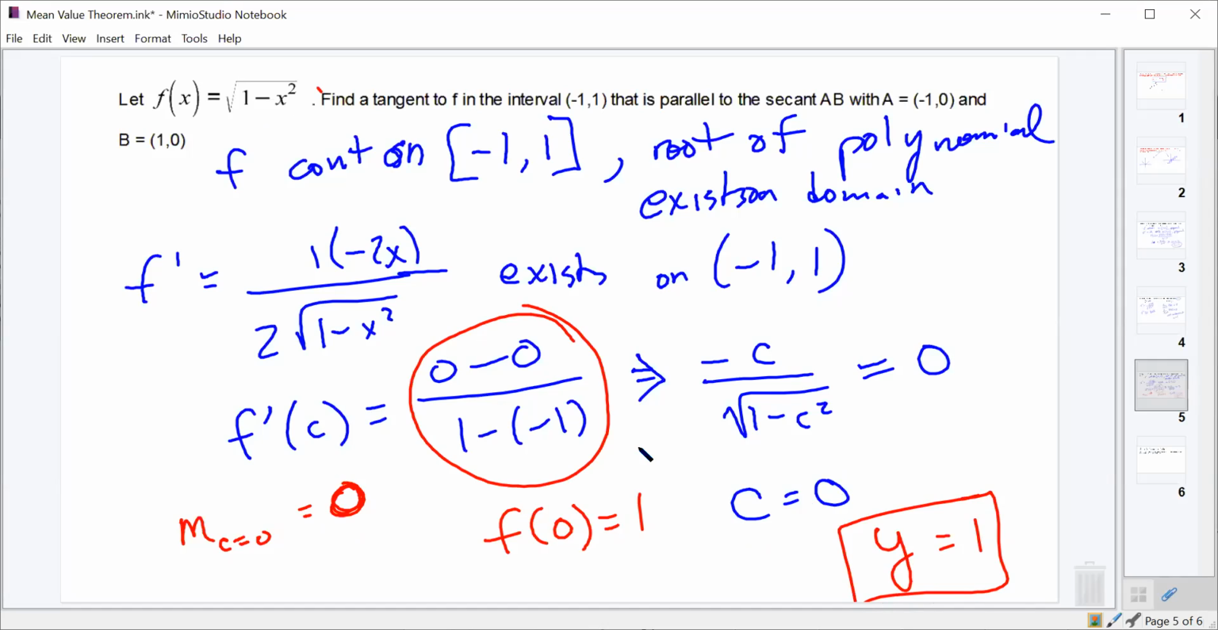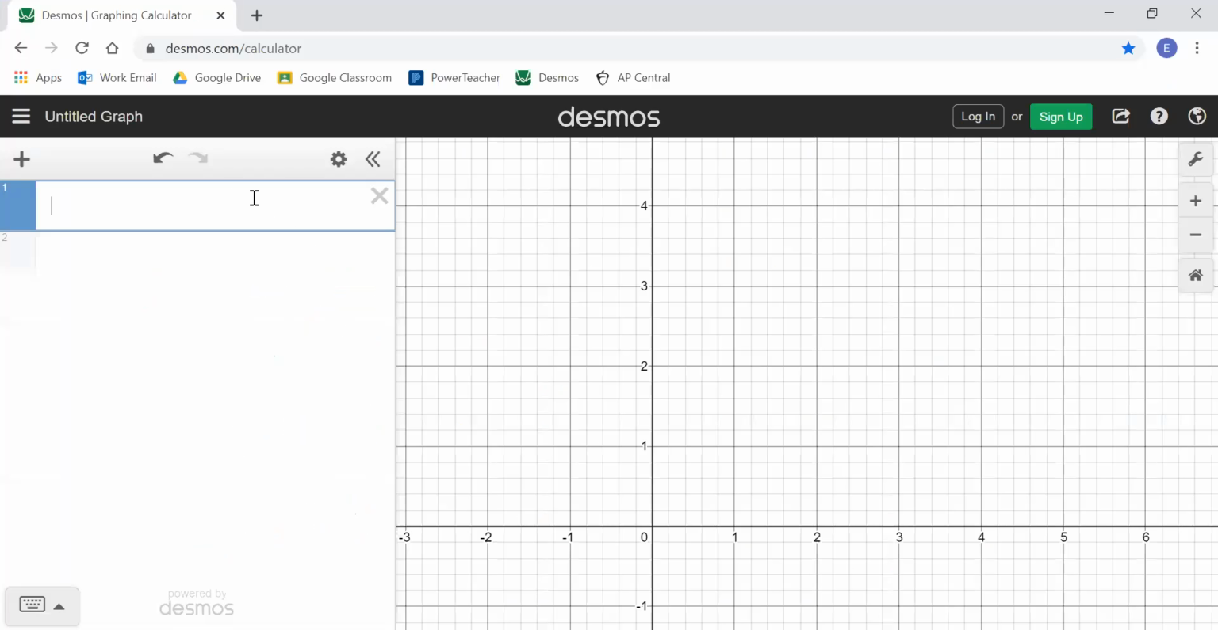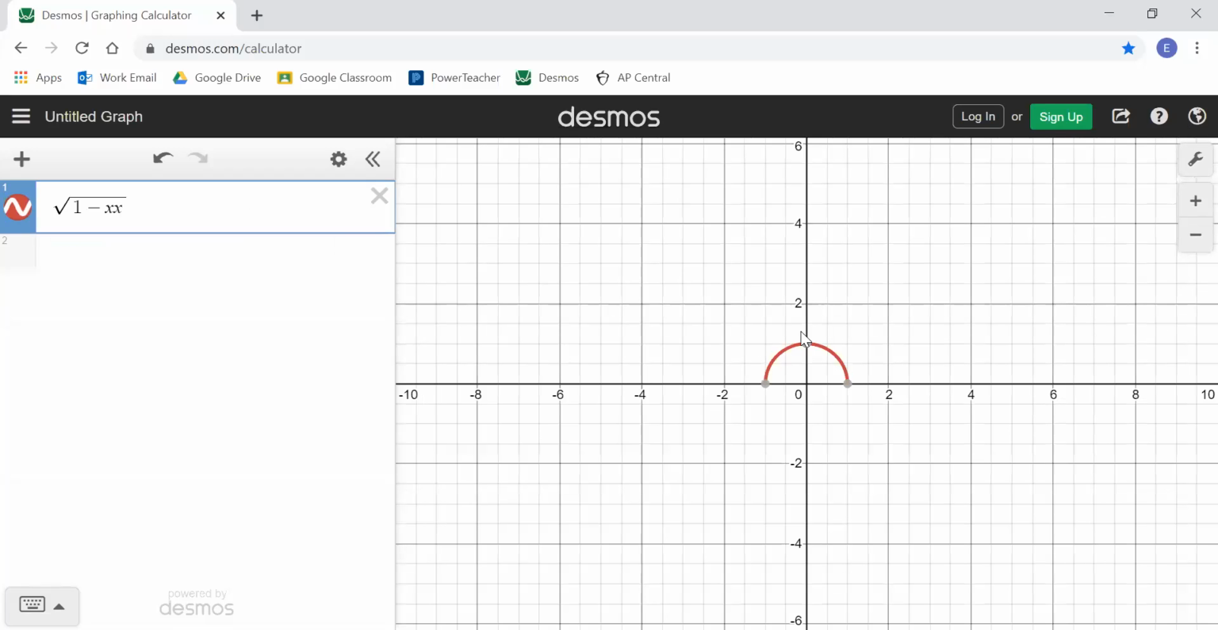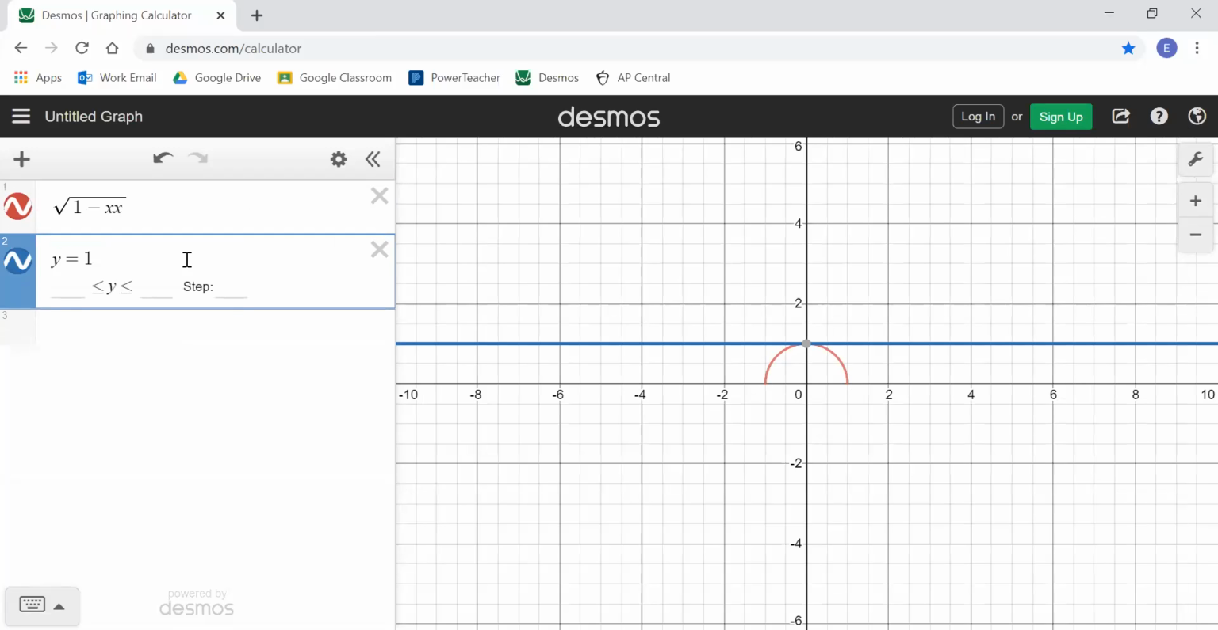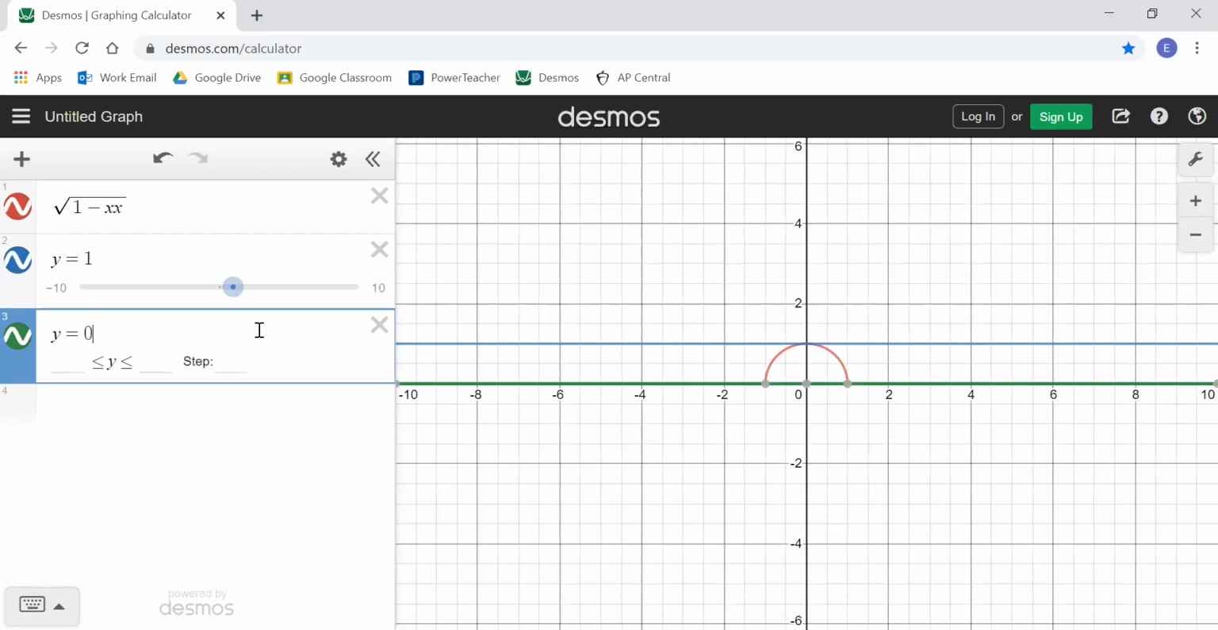And you should, I hope, all know what the graph of root 1 minus x squared looks like. What does that look like? A semicircle? Yeah, it's a semicircle, exactly. It's a semicircle centered at the origin with a radius of 1. And so there's your semicircle. And if you put in y equals 1, there it is, tangent to the function there. And clearly that's parallel to the one that goes through those 2 endpoints, which would just be y equals 0. Everybody good with that? Any issues there?